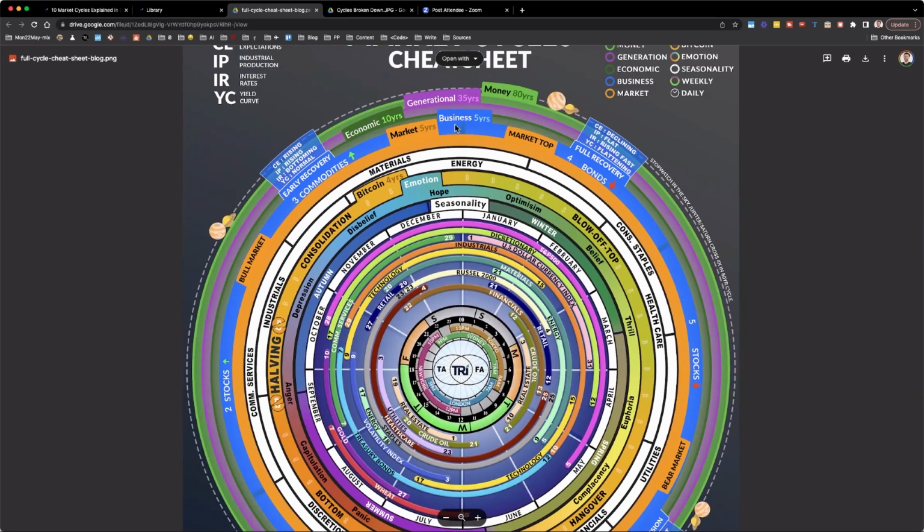So you can see here the market cycle and the business cycle are kind of the same, with the economic, and they're connected with the sector rotation stuff. So I'll show that in a minute. And then the economic, generational, money cycles, I've also put those on the chart.